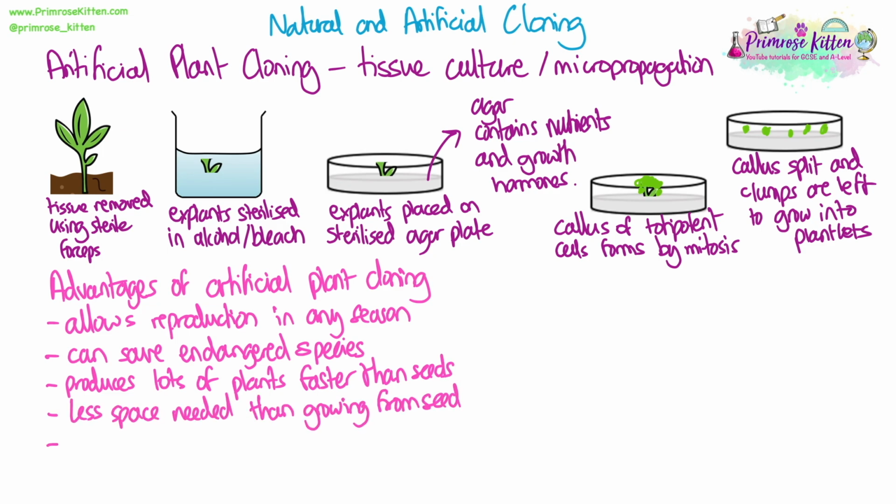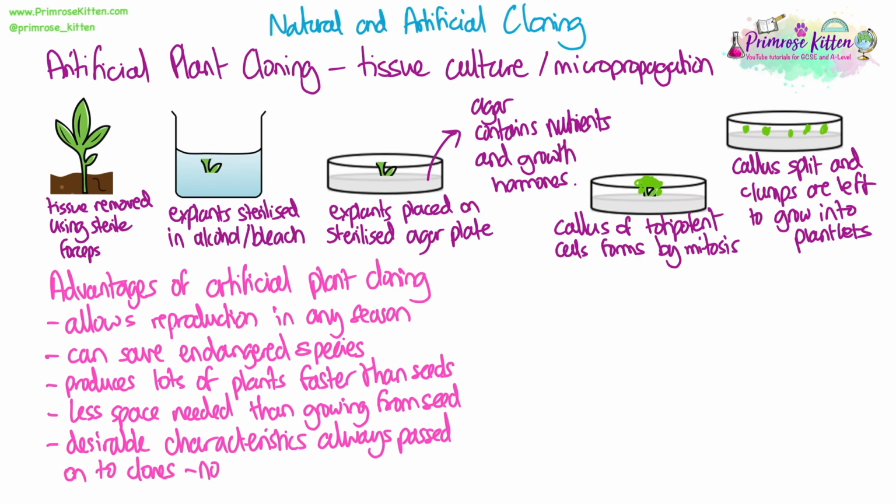It is able to produce a lot of plants faster than if you were going to grow them from seeds, and less space is needed to grow them than from seed. So think about how small all those little plants are on a plate. Instead of having to have each individual seed in a big tray with soil, it takes up less space and it is much faster. You're always going to have your desirable characteristics passed on.